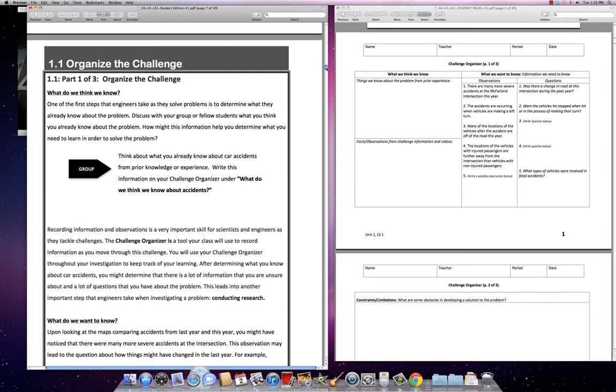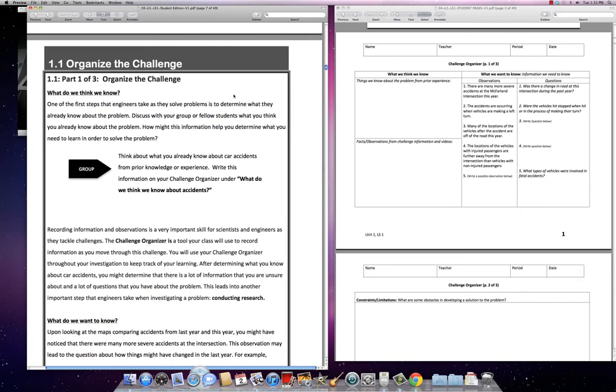After students have gone through the introduction to the challenge and now understand their role as an engineer, we start to look at how to organize the challenge. This is where the students should receive the challenge organizer sheets. There are 3 sheets. We are just using the first 2 during Section 1.1.